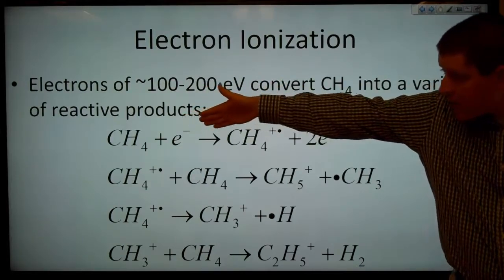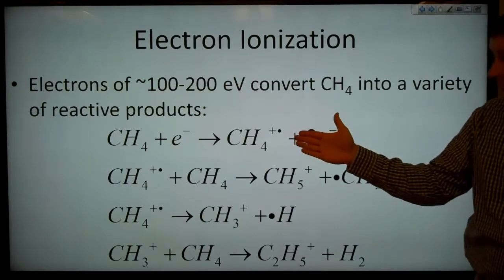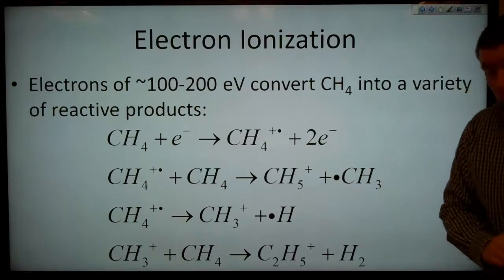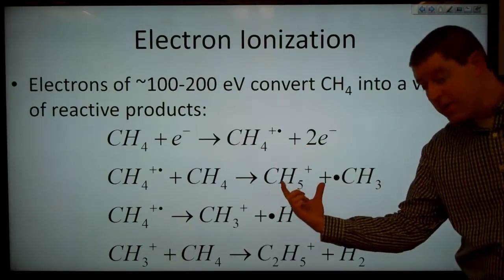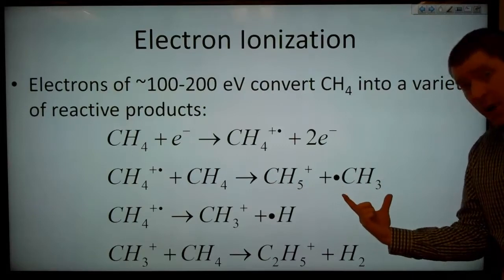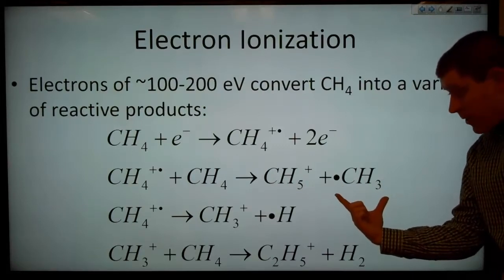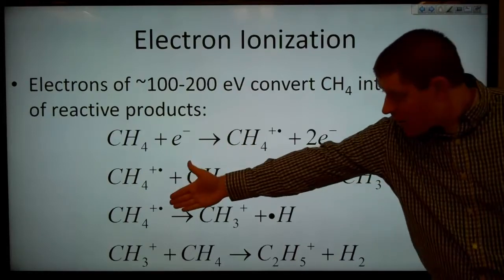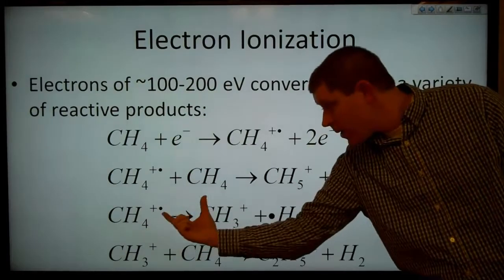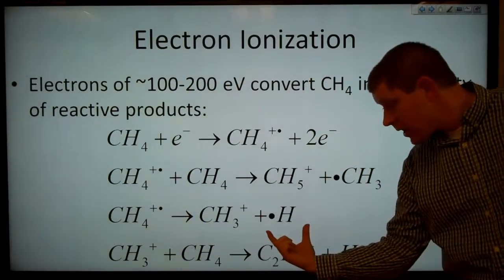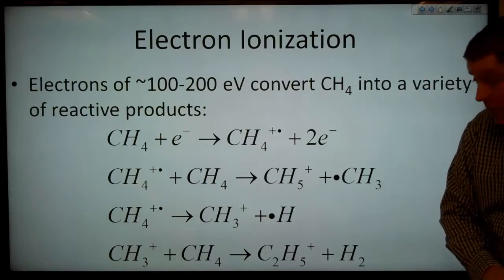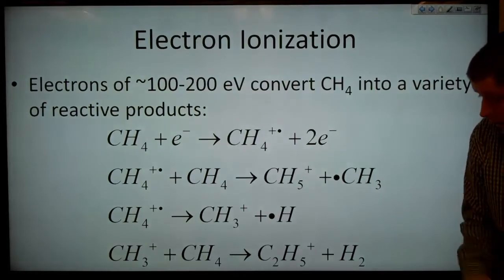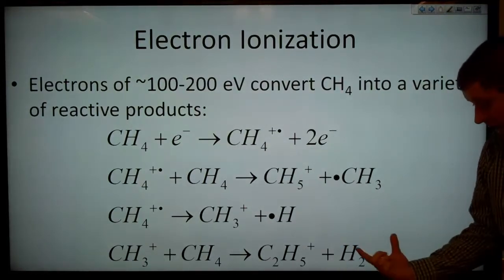So you can see we've got the methane reacting with an electron to give us the methane ion and 2 electrons. We can then have that ion react with another methane molecule to give us a CH5 plus ion and now a methyl radical. Note that this methyl radical will not be detected in our mass spectrometer because it's a neutral species. We can have our methane ion that we created up here split apart and give us a hydrogen radical and a CH3 group. We can then have that CH3 group react with another methane to give us C2H5 and hydrogen.